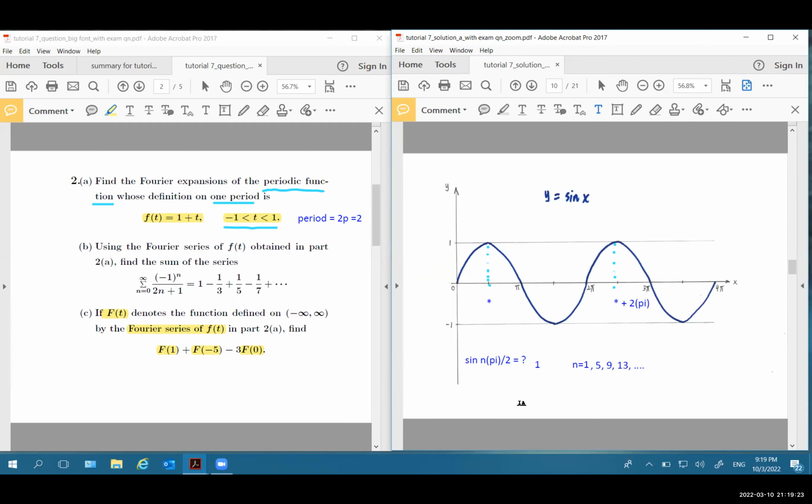Well, you can say odd numbers, although some are missing, right? How about when n is even? If n is an even number, what is sine n pi over 2? What would that be?